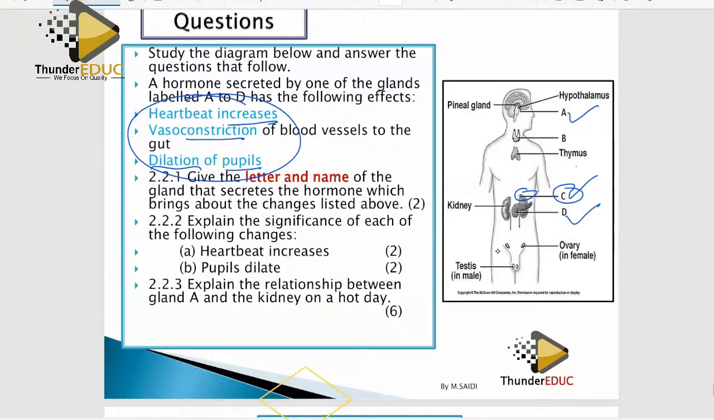Then they're saying, explain the significance of each of the following. Heartbeat increases. What is the function of the heartbeat increase during the situation of emergency? What is the importance? When the adrenaline has been released in the body, the heartbeat will increase. Why should the heartbeat increase? And remember, adrenaline only increases when there is an emergency. Why should you have an increased heartbeat?